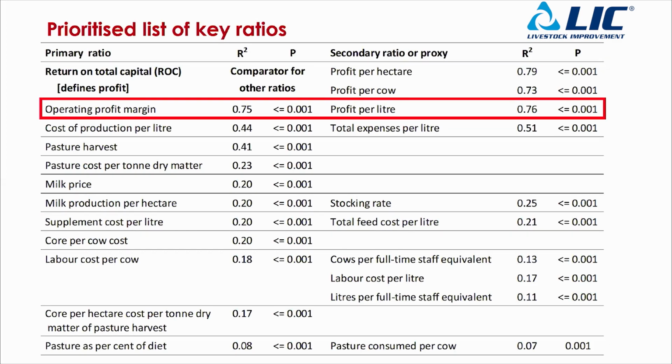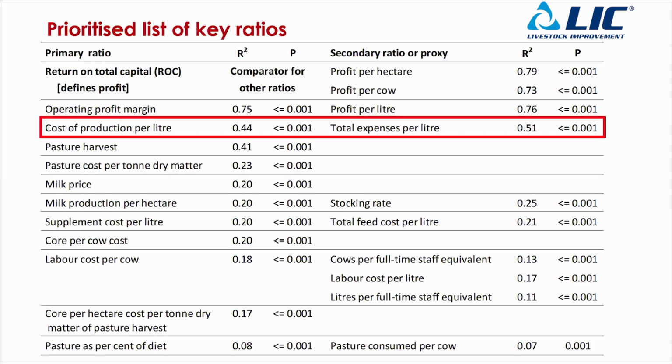Profit margin ratios are particularly important for quantifying risk and describing how resilient a business is to changes in milk price, supplement price, or climatic conditions. Operating profit margin is the more complete measure, as it assesses the margin on every dollar earned, as opposed to just the revenue from milk with profit per litre.